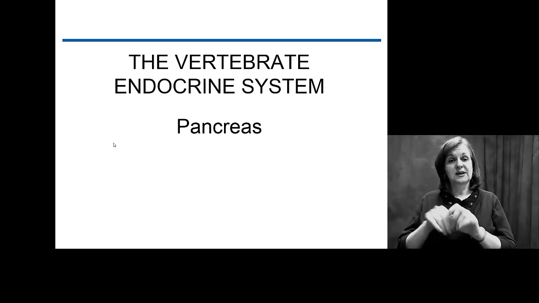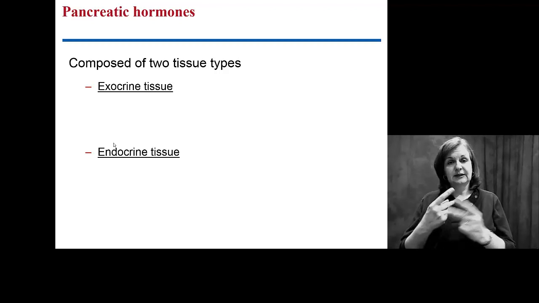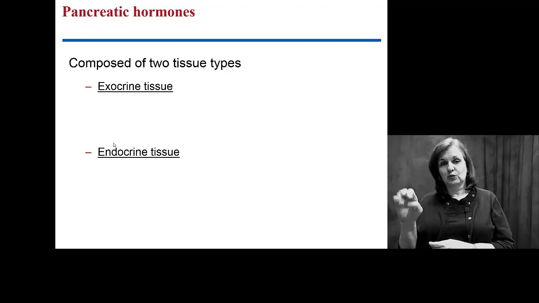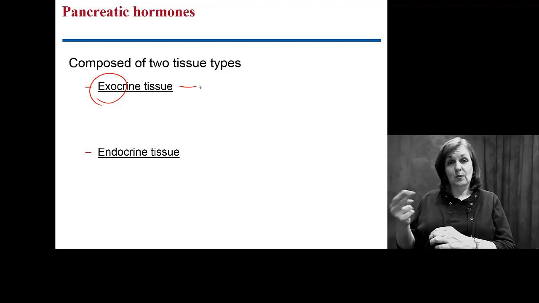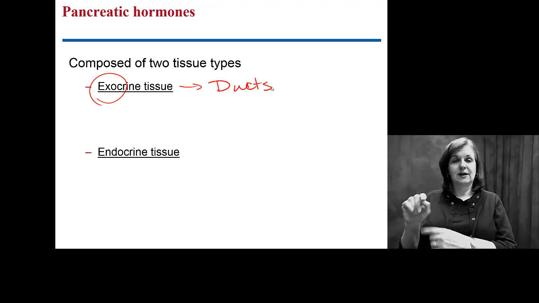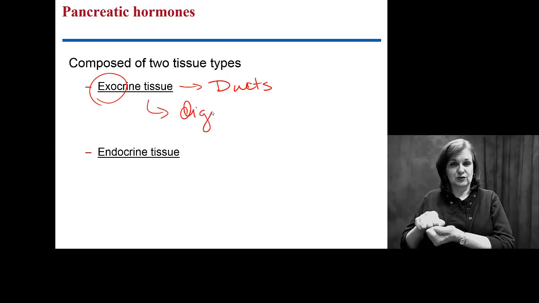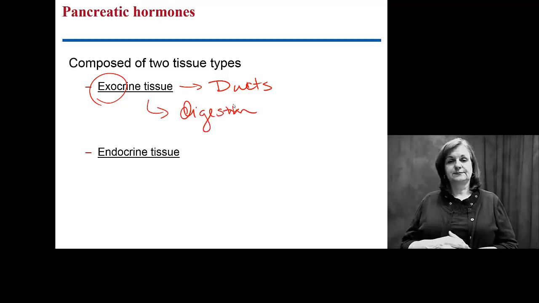The pancreas is critical to your endocrine system. We've talked before that it actually has two tissue types, exocrine and endocrine. You know now that exocrine means that the hormones are going to be released through ducts. And in particular, we look at the exocrine function being associated with digestion in vertebrates.